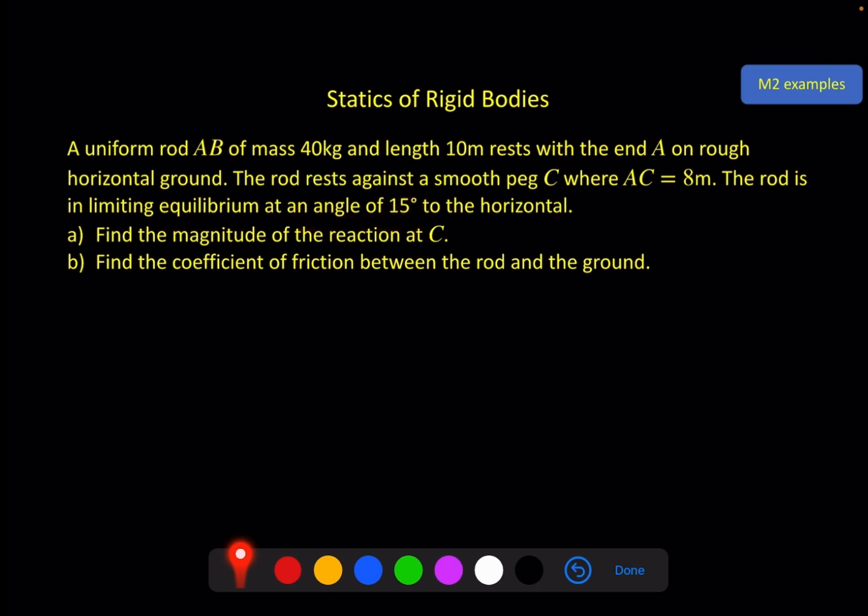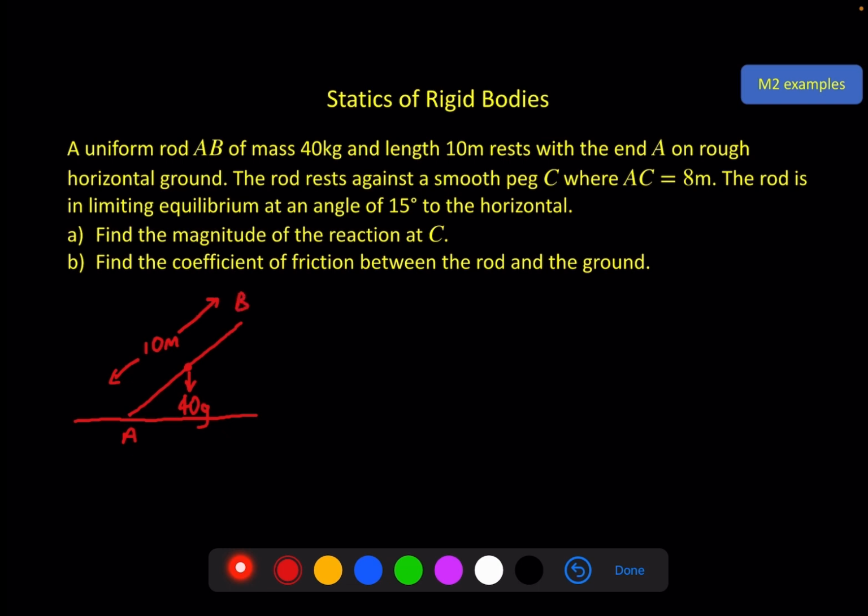I've said it a few times before, a good diagram will help us here. So we've got a uniform rod, AB of mass 40 kilograms. The fact that it's uniform allows me to put the center of mass in the middle of the rod, 40g for the weight. Its length is 10 meters. End A rests on rough horizontal ground. So A is down here and B is up here.